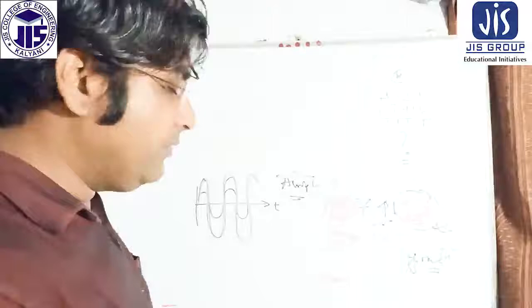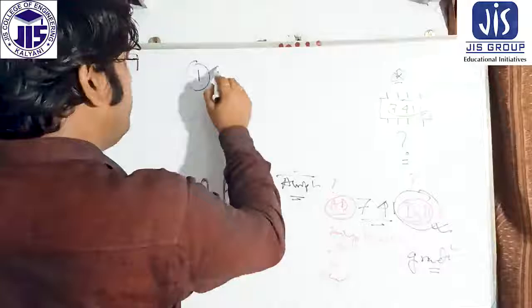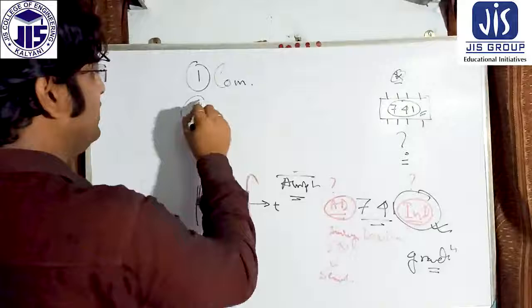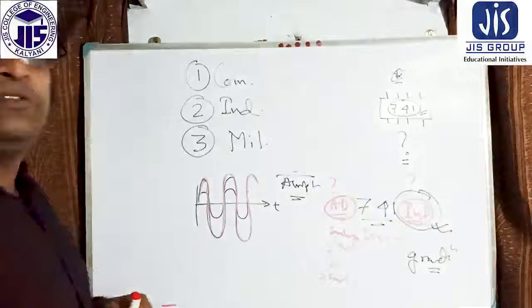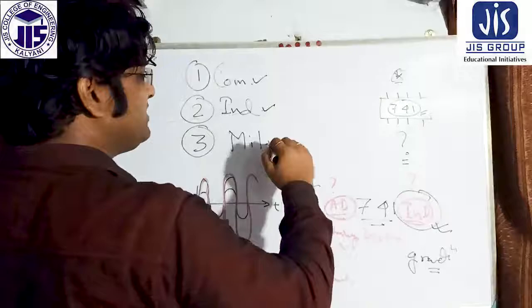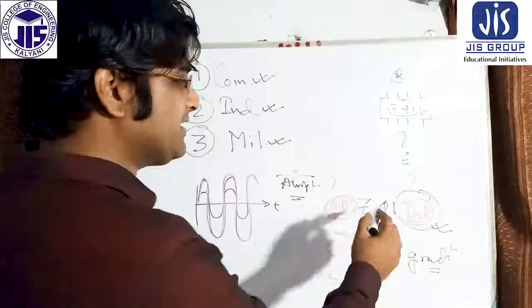Number one is comm grade. Number two is int grade. Number three is mil grade. There are three gradations of the IC. One is the comm grade IC, one is the int grade IC, another is the mil grade IC. So comm grade, int grade, mil grade: three types of gradations of the IC.